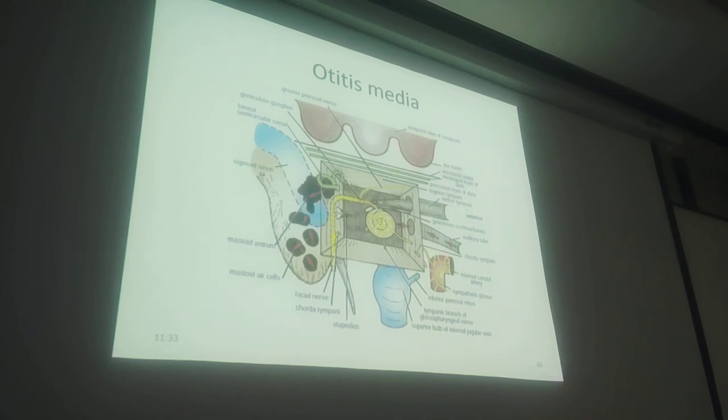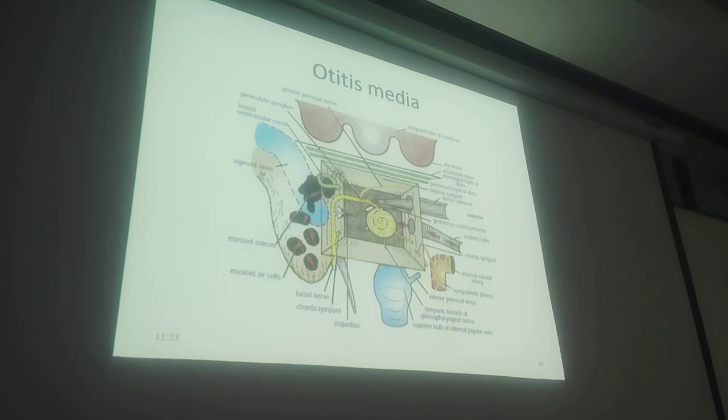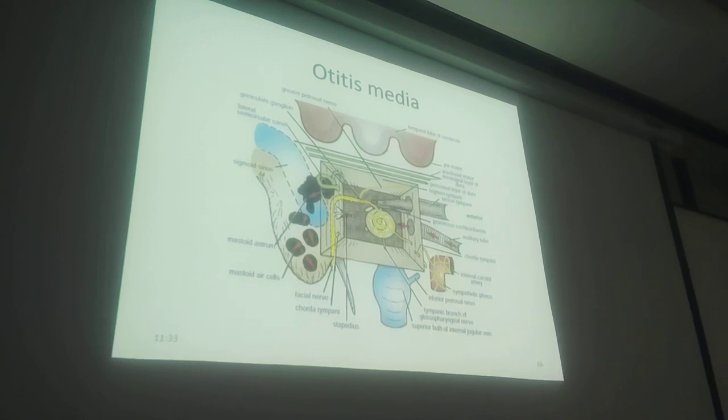Infection spreading inferiorly will directly enter the internal jugular vein. Infection coming laterally will rupture the eardrum and cause a discharge to the lateral aspect. Infection does not spread medially because there is the bony labyrinth. So it can spread superiorly, posteriorly, inferiorly or laterally. What about anterior? Anterior is from where the infection enters.